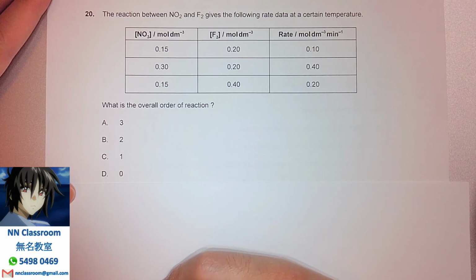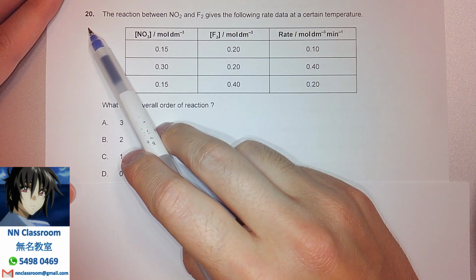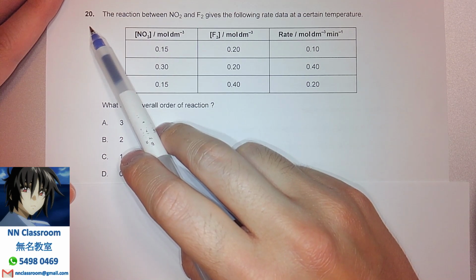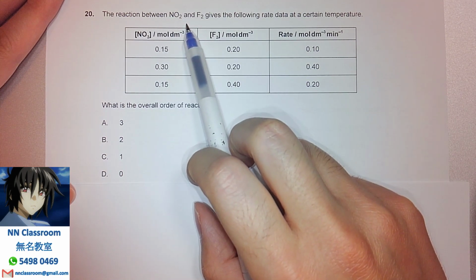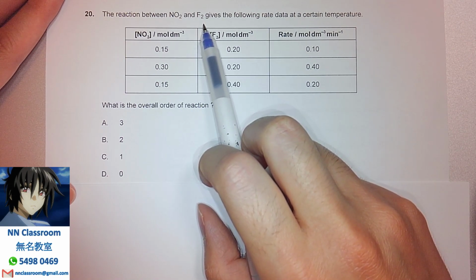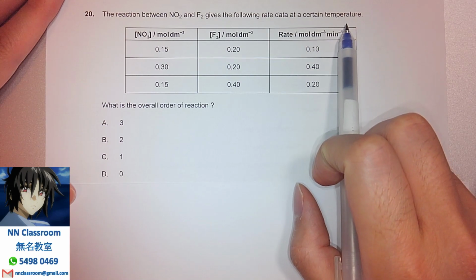Today I'd like to share with you a past paper question related to topic 16, the rate order deduction, in the kinetics area. Question number 20 in 2018 time zone 1 May paper. The reaction between NO2, nitrogen dioxide, and fluorine, F2, gives the following rate data at a certain temperature. So let's see.